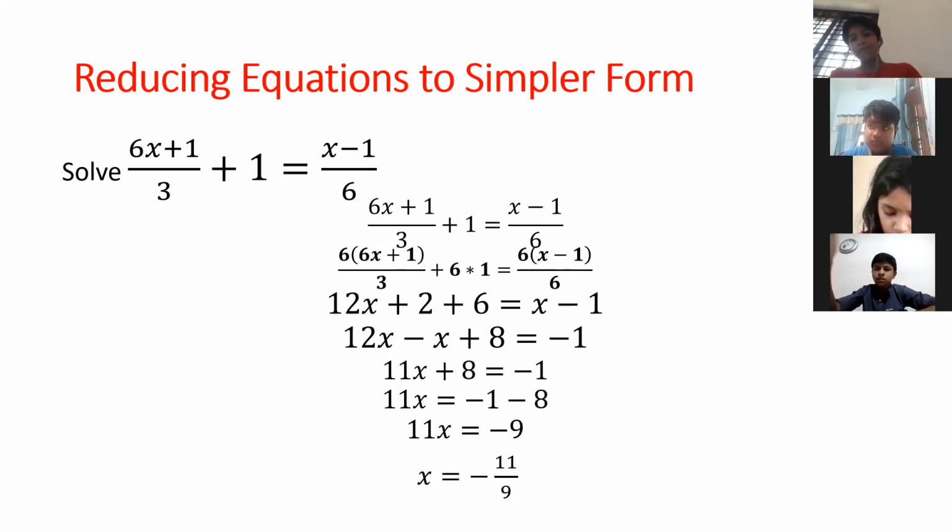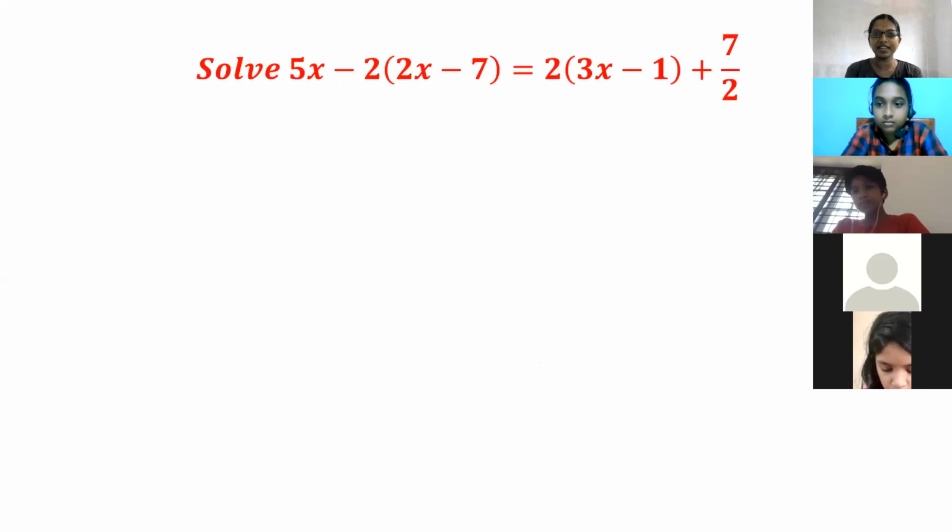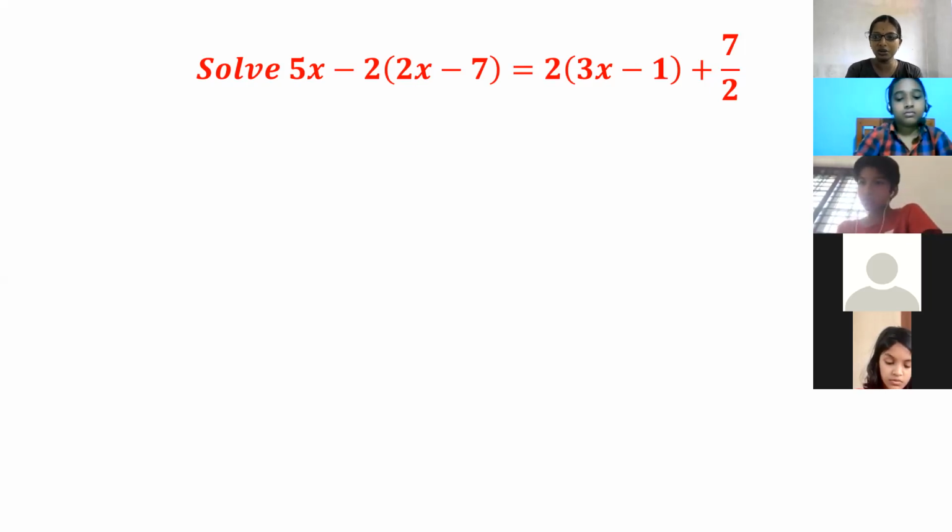Okay, that's fine. Then we have to move on to our next question. That is, solve 5x - 2(2x - 7) = 2(3x - 1) + 7/2. It's a little bit more complex than our previous question, is it? So first we have to reduce it into a simpler form and then find its solution. For that, how can you make it simple?